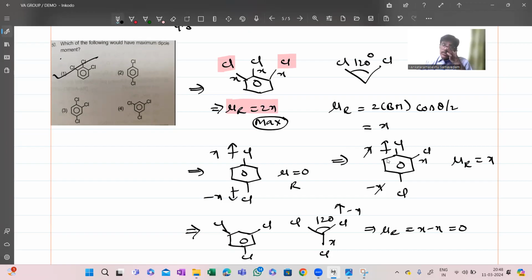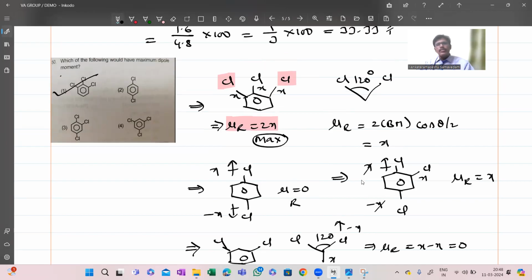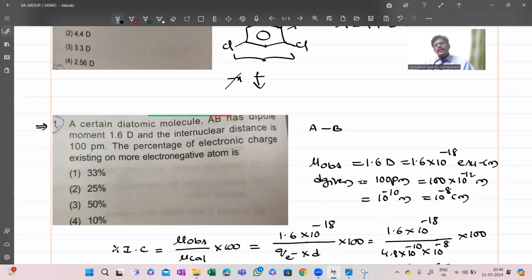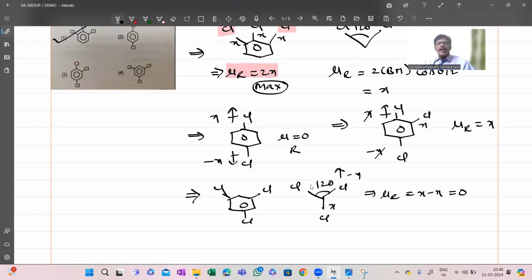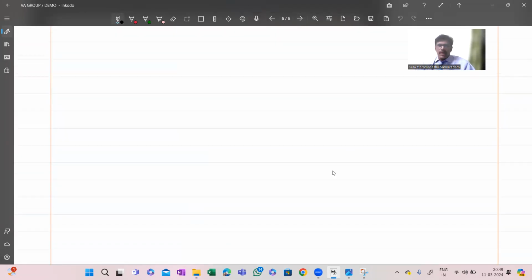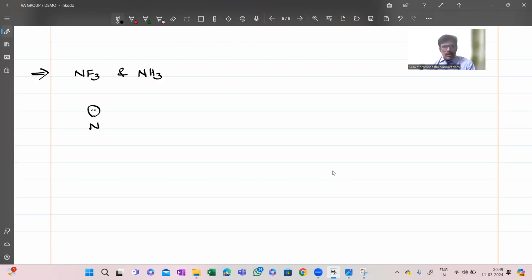Like that, so many examples are there. We can calculate so many examples. Based on that, you can get clarity about the resultant dipole. So last but not least, sometimes as per NCERT, they will ask different questions. NF3 and NH3. If you take NF3 and NH3, both are having similar shape, pyramidal shape.